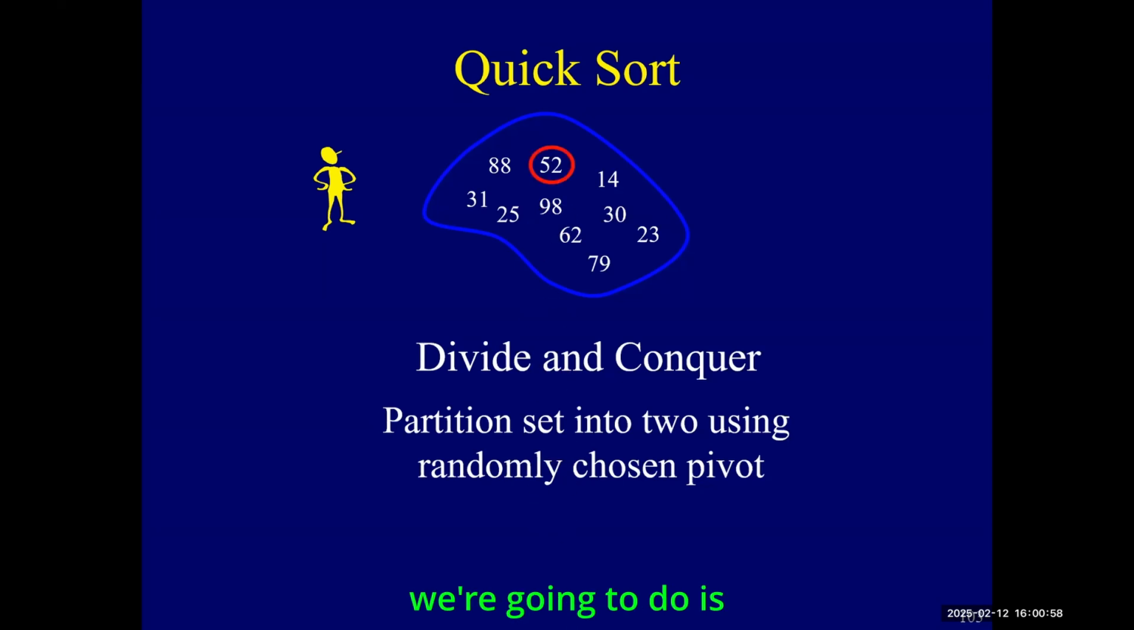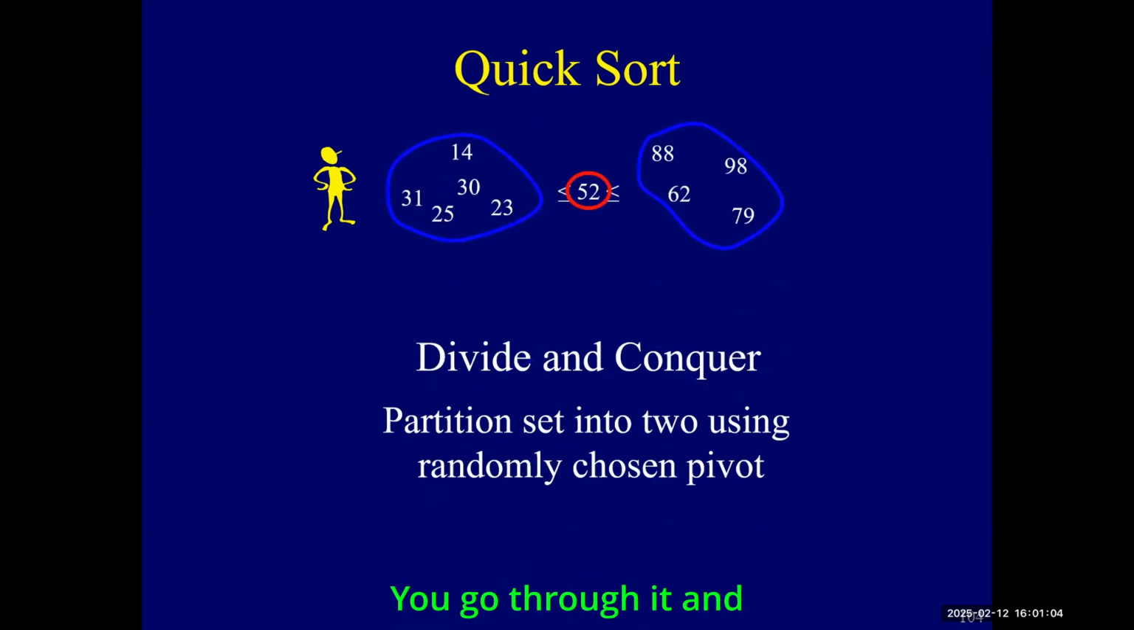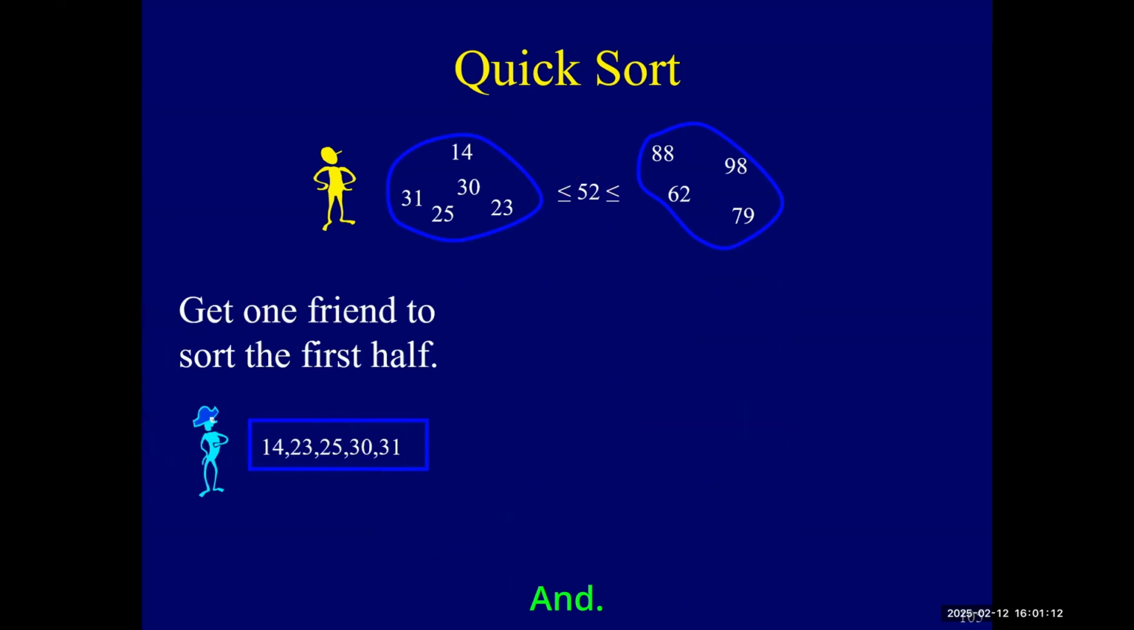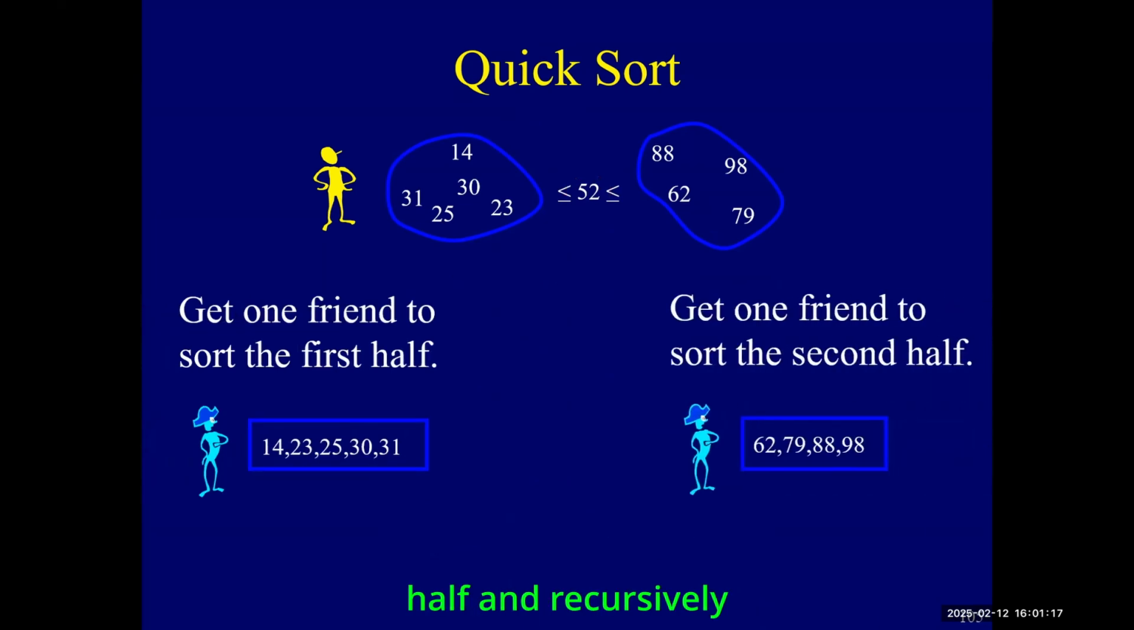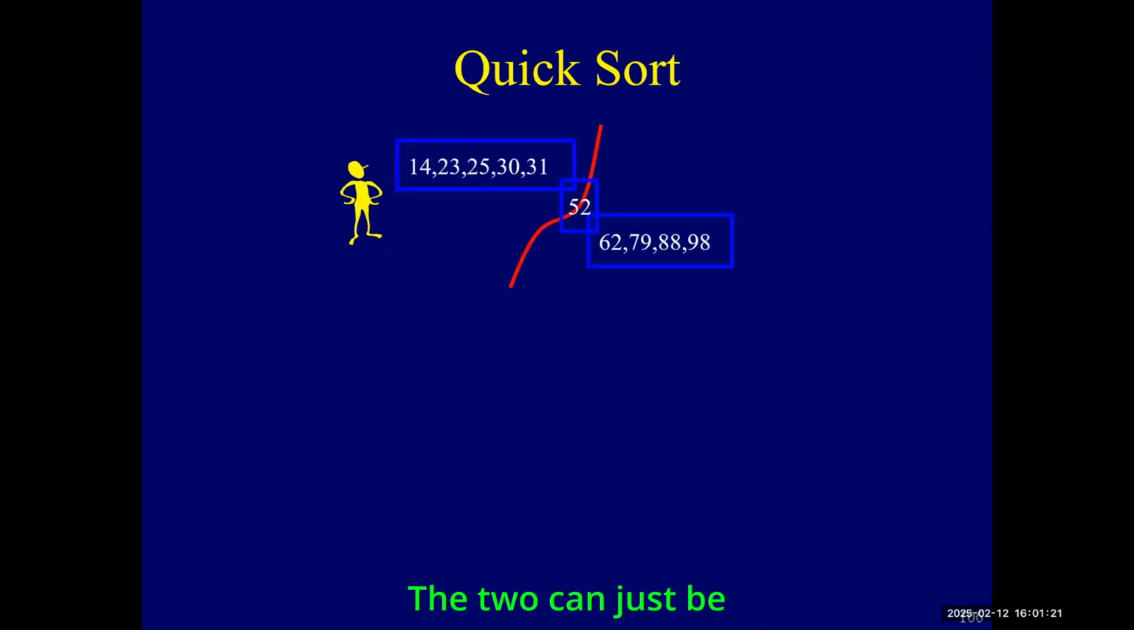So the algorithm is, again, we're going to divide the set into two lists, but this time we're going to choose a random pivot, and then you go through it and you put everybody who's smaller or equal to the pivot on one side and greater or equal to it on the other side. And then you recursively sort the one half and recursively sort the other half. And then the two can just be put back together. Everybody get the algorithm?